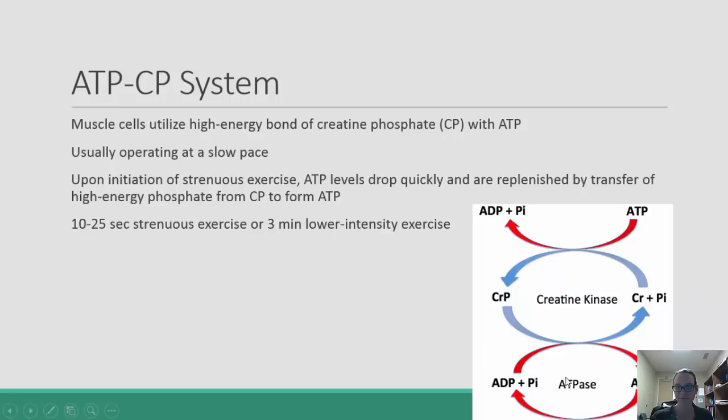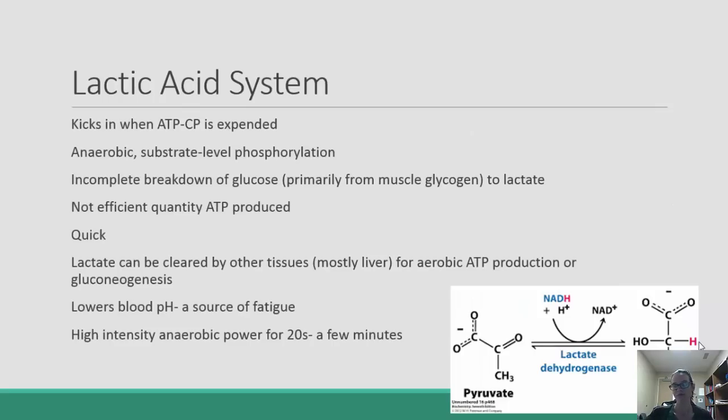So we can see this here. We start exercising and our ATP is all converted to ADP, and then our ADP can undergo substrate level phosphorylation using creatine phosphate, and then it can be converted back into ATP. And again, this just happens right in the beginning of strenuous exercise, from about 10 to 25 seconds into our strenuous exercise, and it could go on for longer, up to 3 minutes if we're doing more of a low intensity exercise.